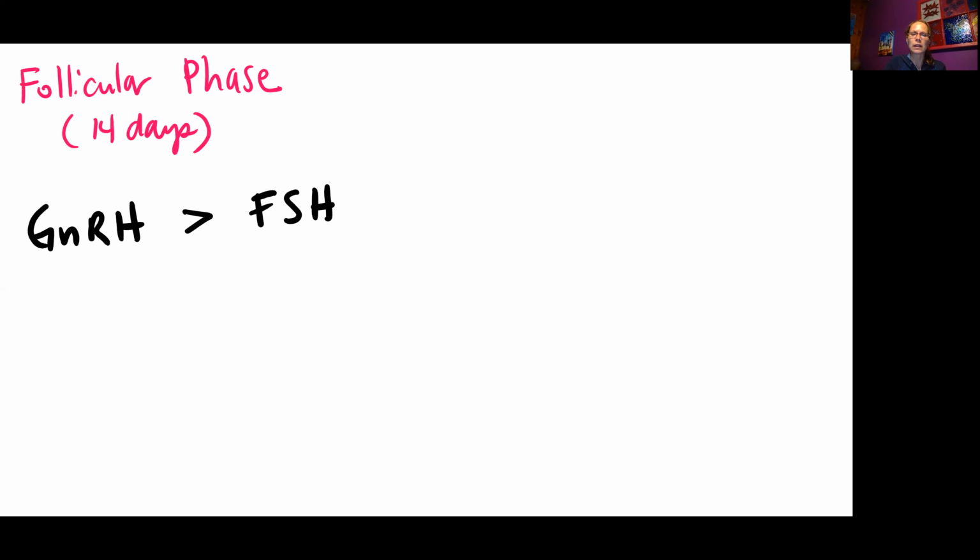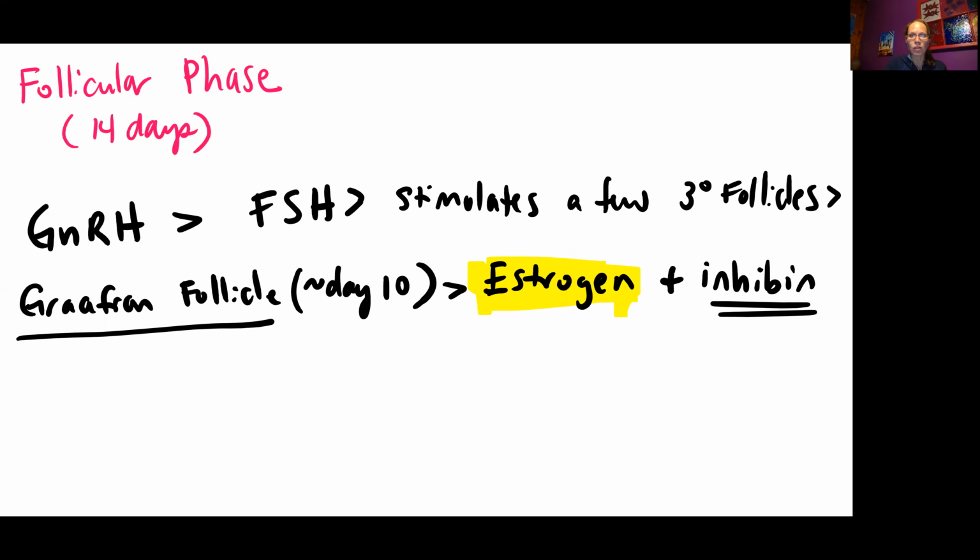So we've seen that the gonadotropin releasing hormone is released, triggering the release of follicle stimulating hormone. This is going to stimulate a few of those tertiary follicles until one dominates and becomes that mature Graafian follicle. And so this is occurring about day 10 of the follicular phase.